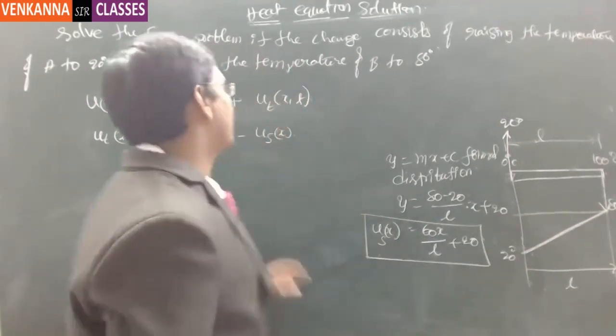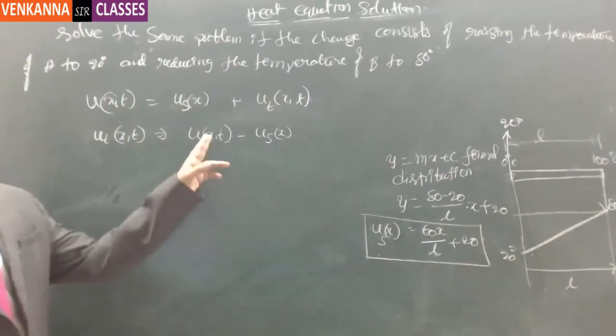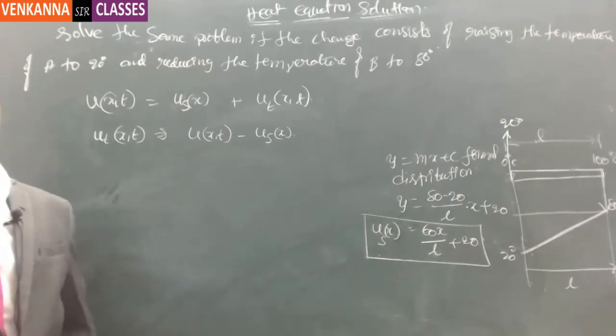Now for the transient solution part, we have to identify u t of x comma t. Now u t of x comma t is u of x comma t minus u s of x.